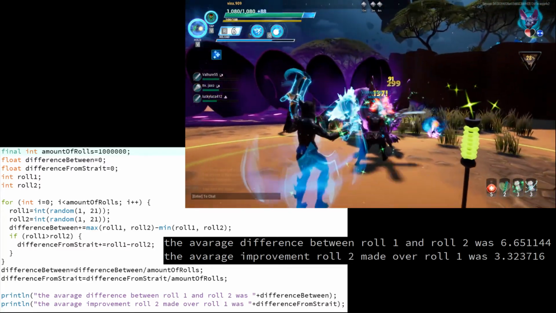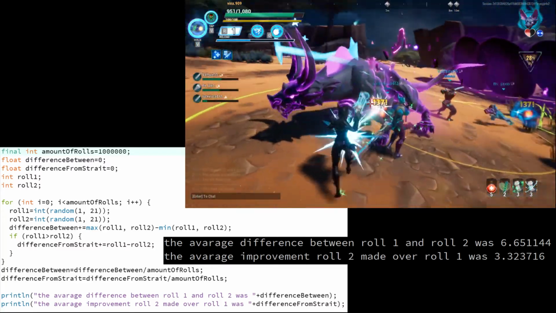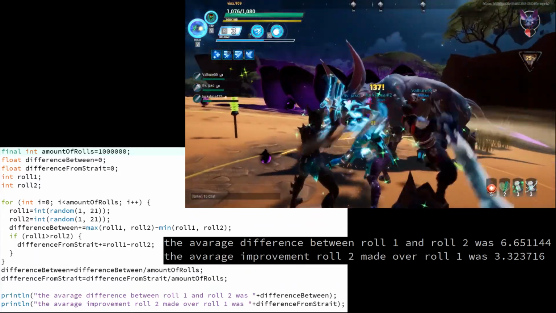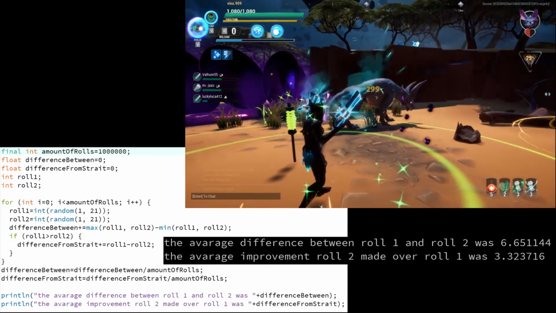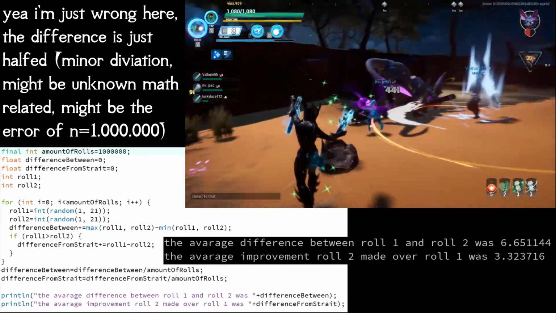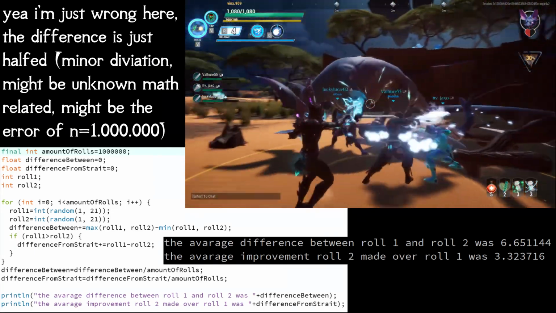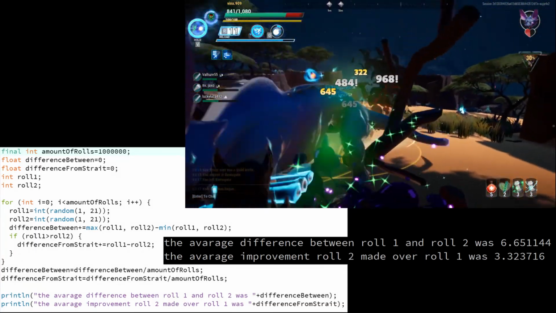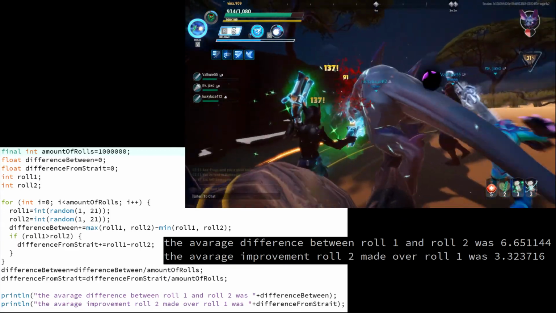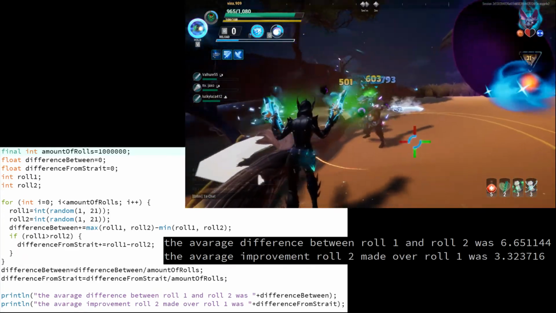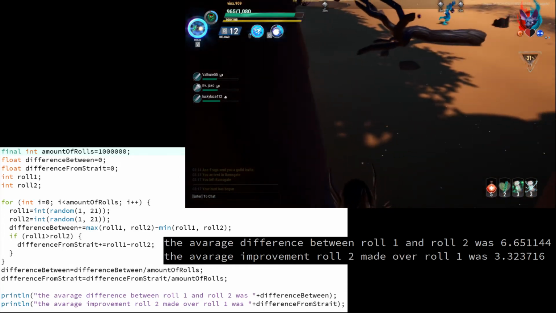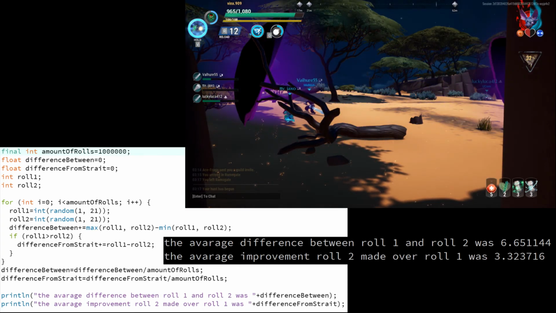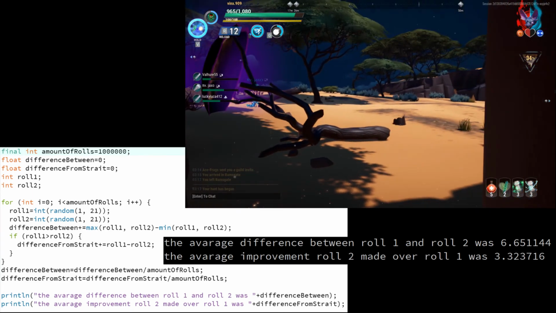The general improvement that roll number 2 makes over roll number 1 is quite a bit lower. It comes out at roughly half, though a bit less than half, because of course in those cases there is also the chance that the 2 are equal, which is not counted as an improvement. Yeah, basically this is the math part of it, but honestly it doesn't matter. The difference is that the second roll made over the first comes out at 3.33. So advantage gives you, very roughly speaking, a +3 to whatever roll it is. This is very rough, this is very incorrect, but it will do for now.